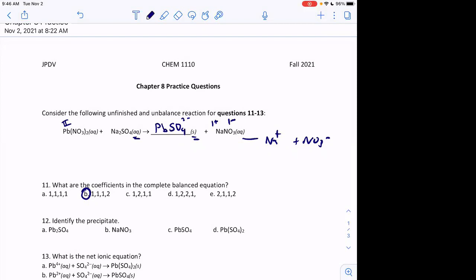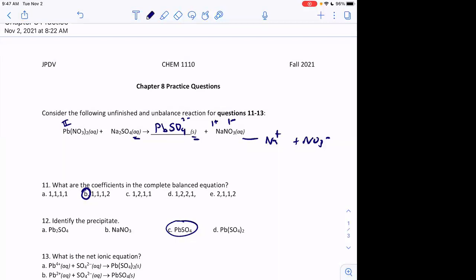You've already done that. Oops, wrong one. Fell for my own trap. You have to get the precipitate right. You have to get the formula right. We've already got that. So C is the correct answer. And your net ionic equation is the reaction that's happening.